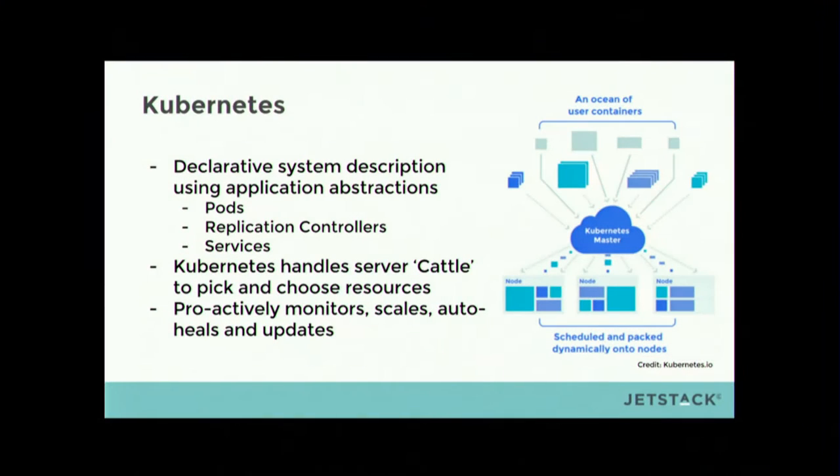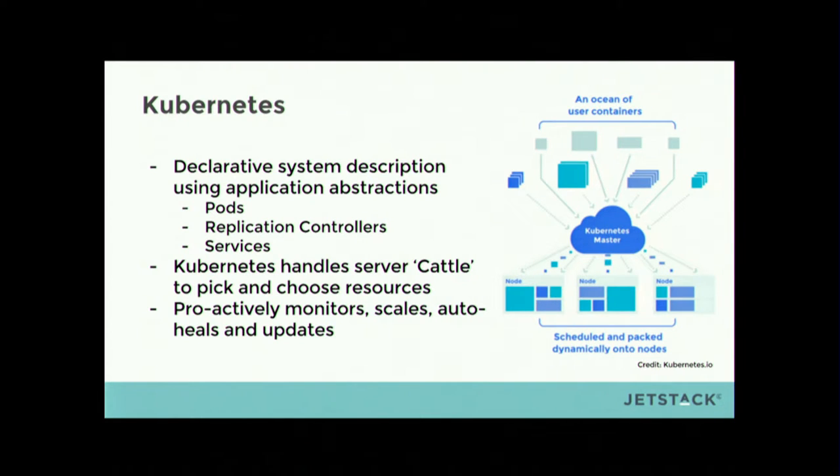So what is Kubernetes? It's effectively a way of you being able to declare what you want your system, your application to look like. So it's declarative, and it uses a number of different application abstractions. There's a lot of these. We're going to touch on some of the most important ones, but there are increasing numbers of these abstractions that help you think about your application, again, rather than the actual nuts and bolts of what goes on with the container or the network or anything else.